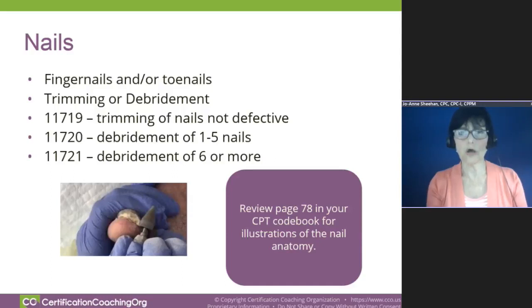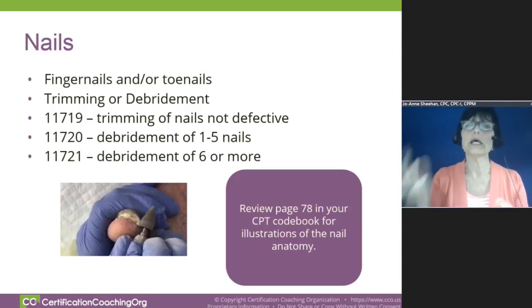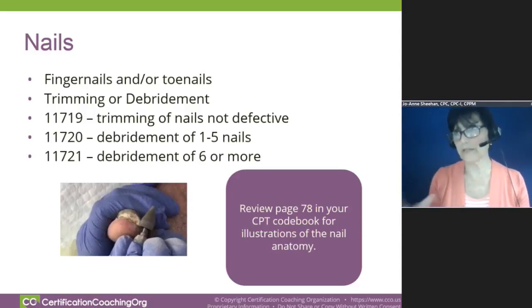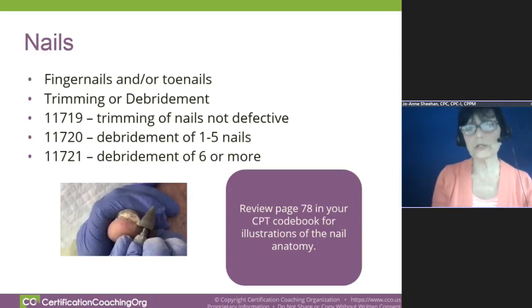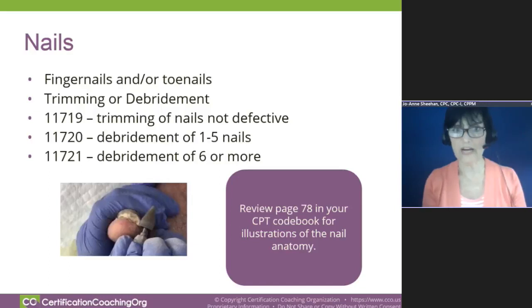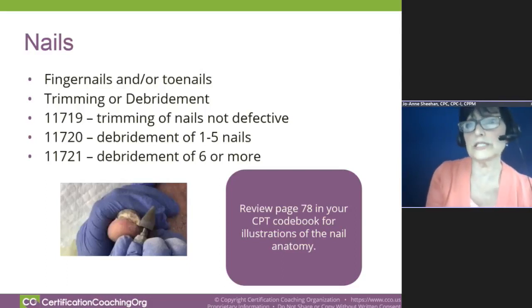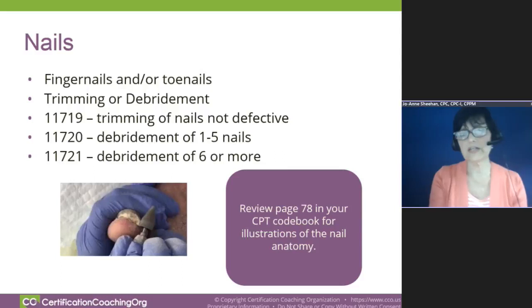And these codes will also be listed in that local coverage determination that I just mentioned, because trimming nails that are not defective may not get paid. They may be considered routine foot care. However, if the patient cannot walk or has circulation problems that affect their feet and their toes, there are definitely diagnosis codes that will go with that, as well as modifiers telling the insurance company the type of problem and category that these fall under. So it is important for you to research this further, and that would include the fingernails as well.